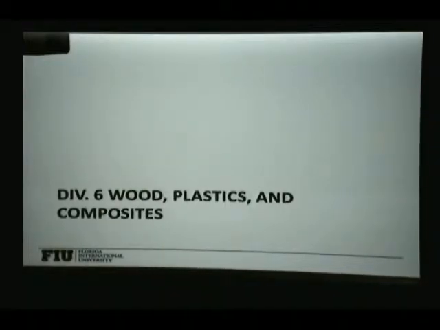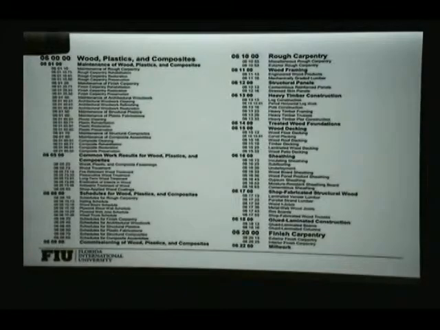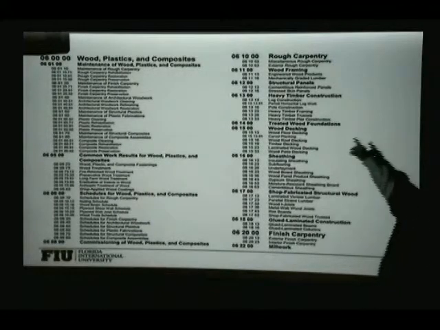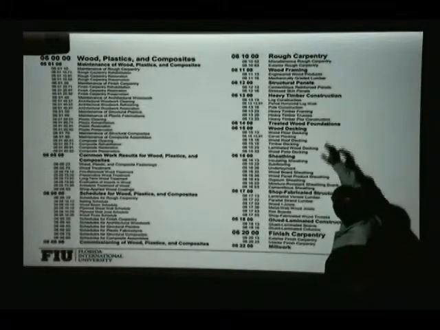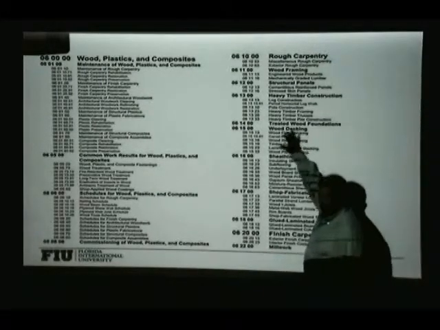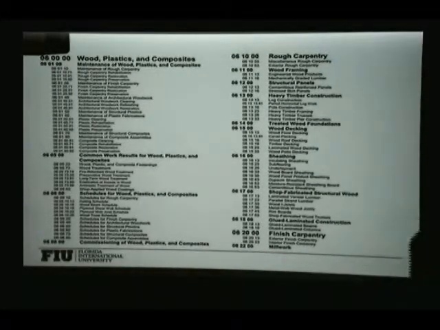Then we have Division 6, wood, plastics, and composites. Again, we have a long list of items that can be made out of wood. Mostly what we will do is look at the carpentry or structural wood. Depends on the type of building that we have. We may have steel or we may have wood.